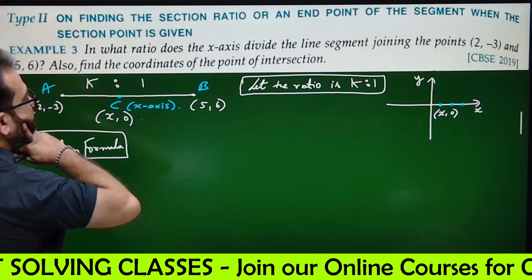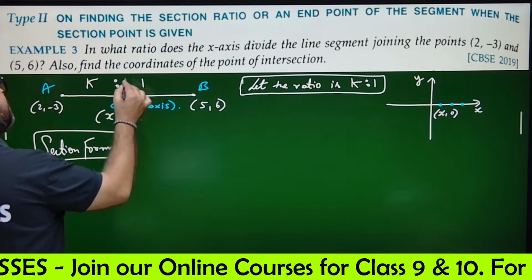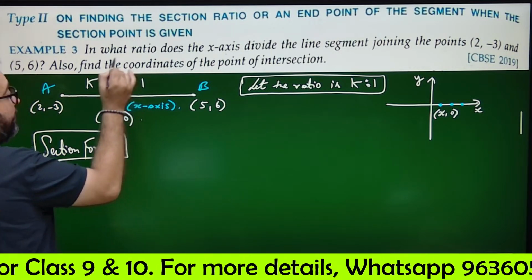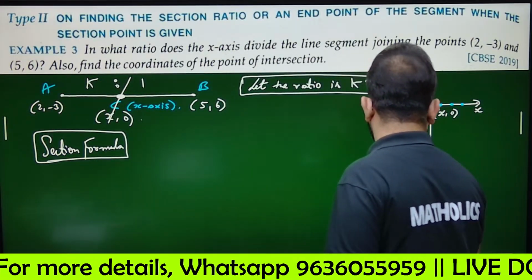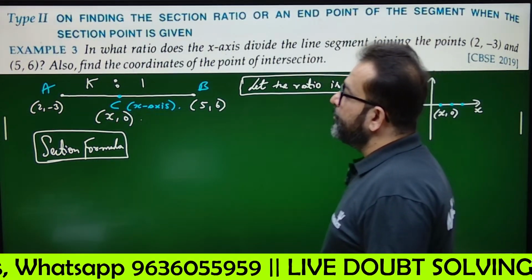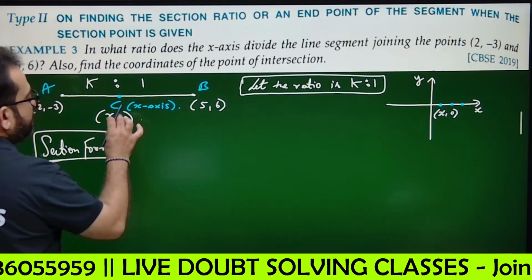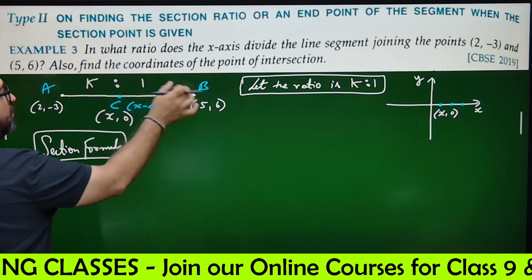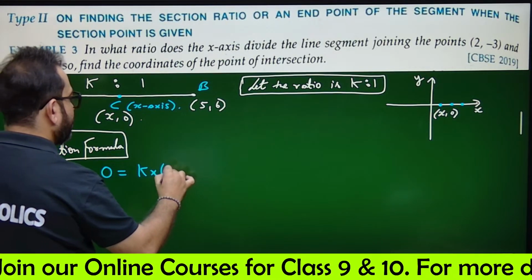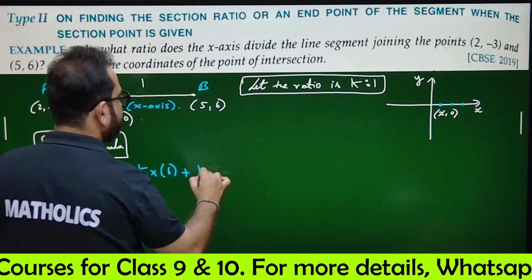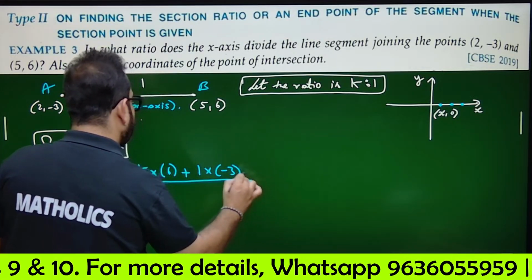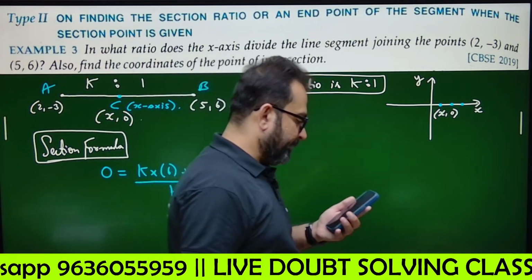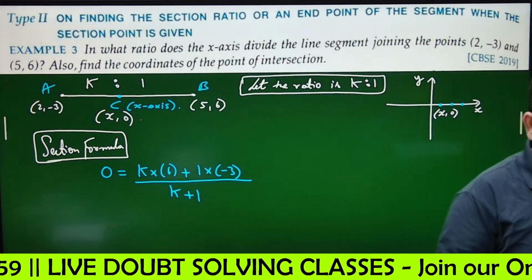Now, in what ratio does the x-axis divide the line segment? See, this point is on the x-axis. Let's say this line is the x-axis. So its coordinate will be x comma 0. That means the y coordinate will be 0. So 0 equals k into the y coordinate of this, that means k into 6, plus 1 into the y coordinate of this, means 1 into minus 3, and whole upon, if I divide, k plus 1. Got this point or no? In one step, every one of you is about to get the answer.